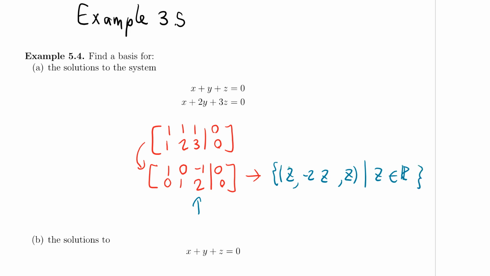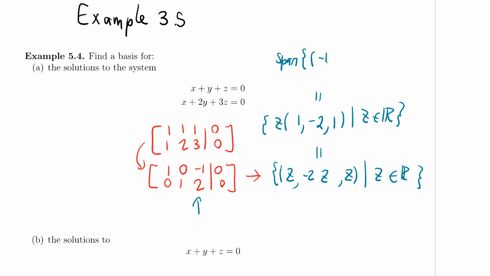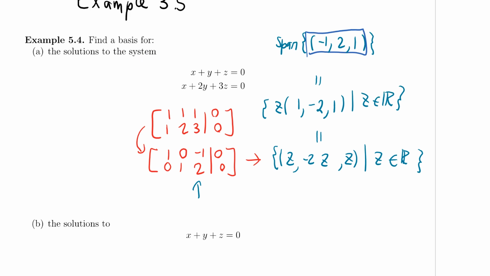So notice how I can actually pull the c out. Any vector of the form c, negative 2c, c is actually just c times 1, negative 2, 1, where my c is in R. Now you should see this set is actually just the set of all linear combinations, the span of this vector 1, negative 2, 1. That makes this vector automatically the basis for the solution for this system here. Okay, so let me move on to the next one.